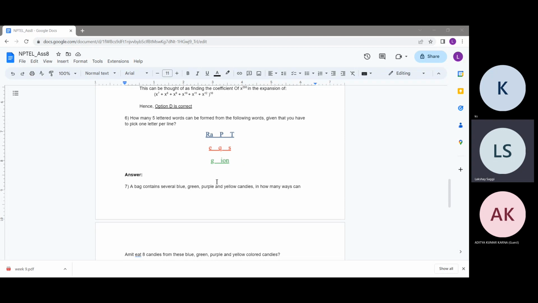So now what we need to do is pick one word from each of these lines. From the first line, we need to pick either RA or capital P or capital T. From the second line, we need to pick E, Q, or S. From the third line, we pick G or ION. And what we need is to find 5-letter words which can be formed from the following words. So we need to select one word from the first line, one word from the second line, and one word from the third line, such that together they make a 5-letter word, exactly a 5-letter word.